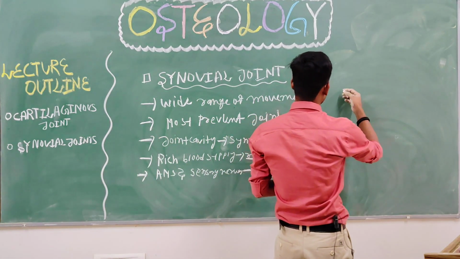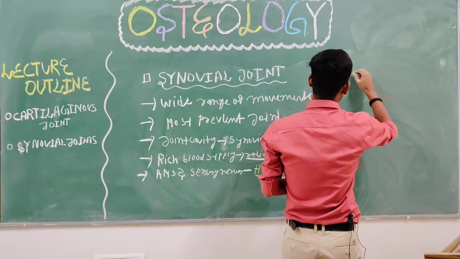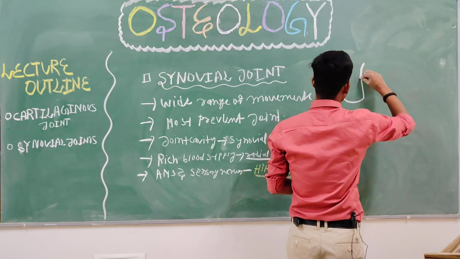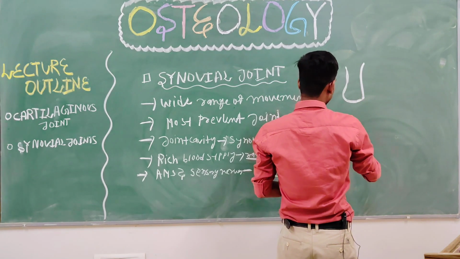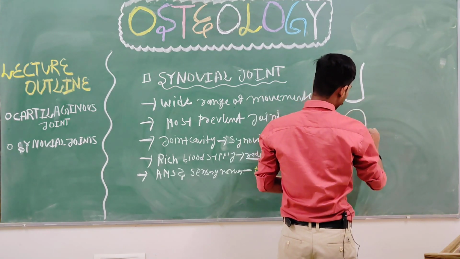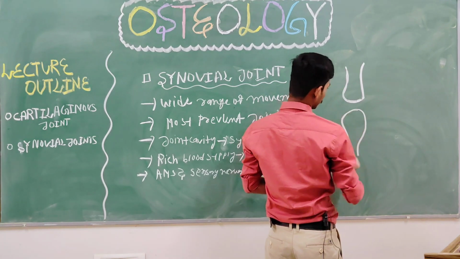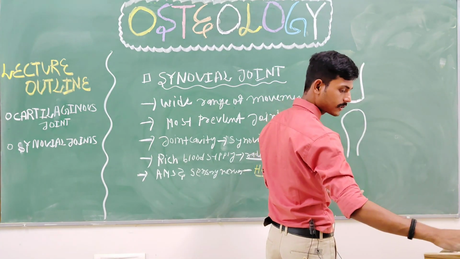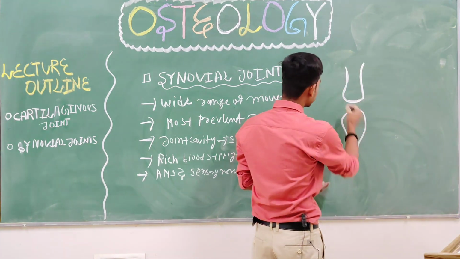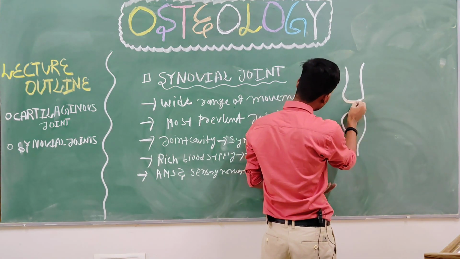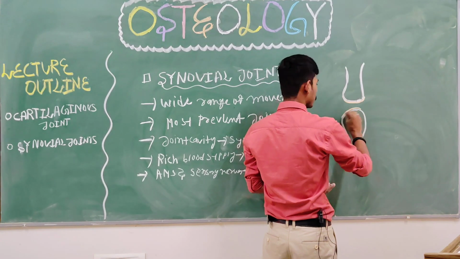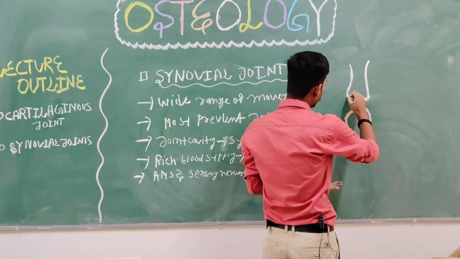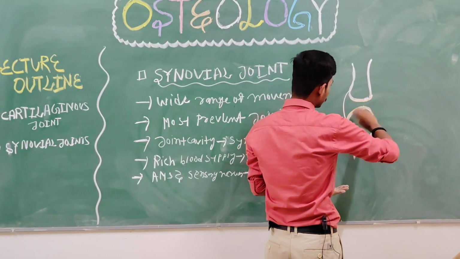Now see the structure of a synovial joint first of all, then you will understand it in a better way. This is one bone, and this is another bone. You know that bones have an articular surface, and then the bones carry the articular capsule.